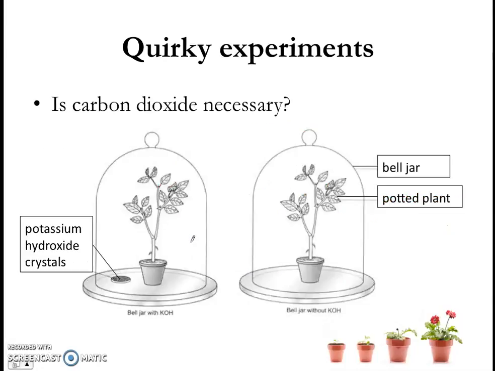Right? So this experiment shows us that light is necessary for photosynthesis. Now this is a second experiment. It's about whether carbon dioxide is necessary. There are potassium hydroxide crystals in one setup. Now these crystals actually absorb carbon dioxide. So if you put these crystals here, they'll remove all the carbon dioxide from inside this bell jar. Alright, so here is a bell jar without potassium hydroxide crystals. So here, there is carbon dioxide inside.